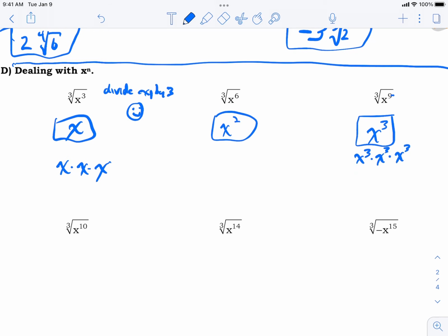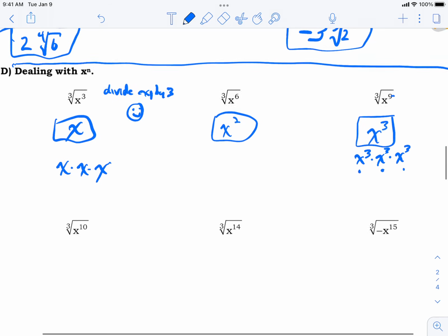This times itself. Remember, you'd be adding your exponents here. 3 plus 3 plus 3 is 9. And that's why we're dividing. It's kind of like the opposite. 9 divided by 3 is kind of like saying, what's the number that I have to add to itself 3 times? The answer is 3.